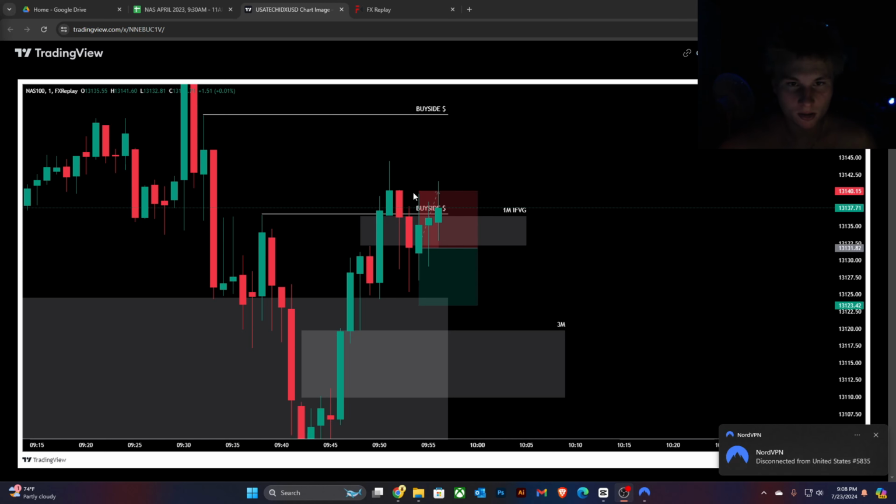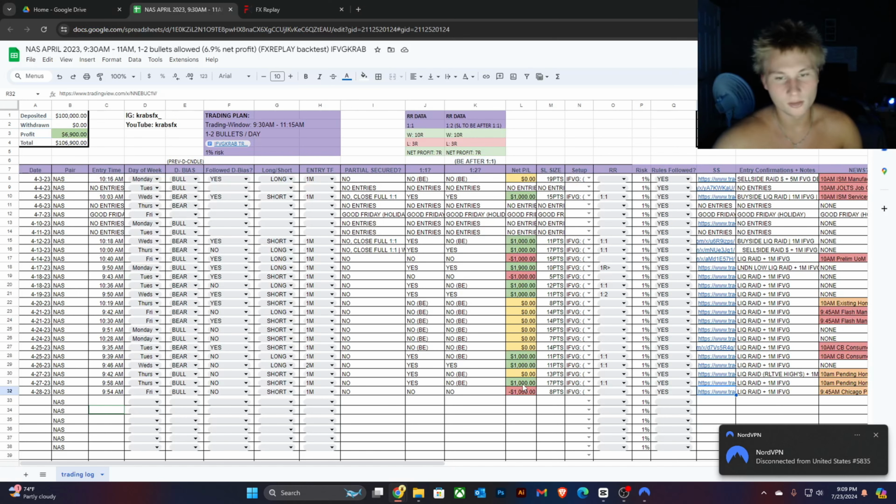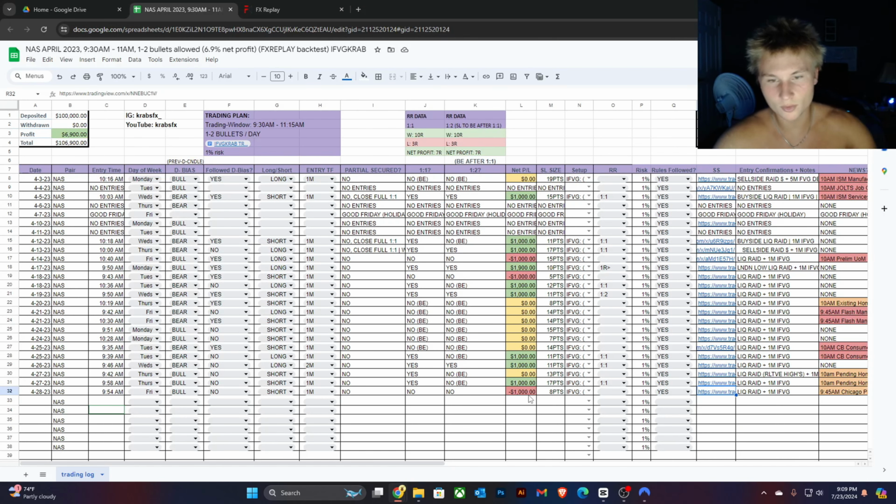It looks like it was a valid setup. We had a liquidity sweep, 1 minute inverse, and it looks like we pushed into profits a little bit, but we didn't fully hit our break-even target. So that's that loss. Let's see what the win rate would be if this wasn't a loss.